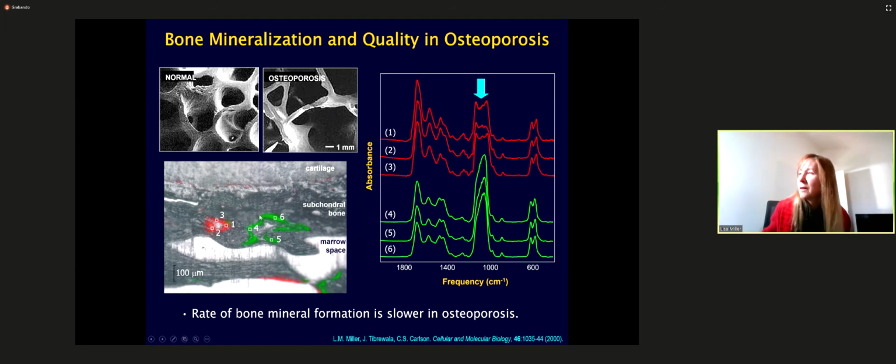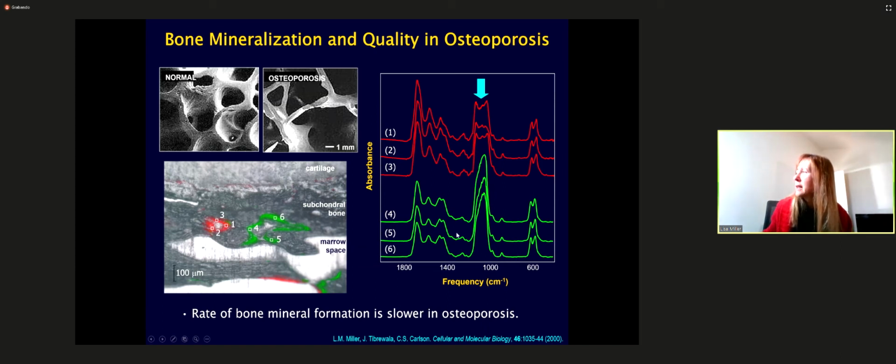And what we can do with the infrared microscope is focus down onto these individual areas. So we don't want to know the composition of all the bone, because this is old bone and new bone mixed together. We want to know just about the new bone, and we want to know whether osteoporosis is affecting it. So what we found here, these are infrared spectra. Red goes with the red 3 pixels, green goes with the green 3 pixels.